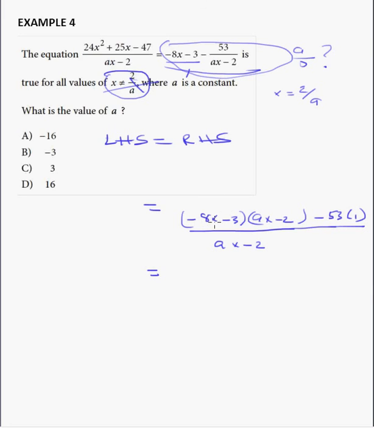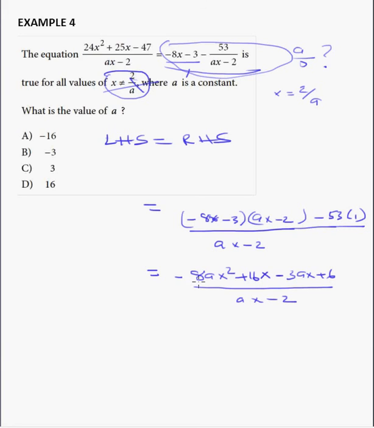So this becomes minus 8x, this is x right here, minus 8x times ax, that gives you negative 8ax squared, minus 8x times minus 2, that gave me plus 16x, and then I'll get minus 3ax plus 6, all divided by ax minus 2, right? So now let's see. What do I have here? I can continue to simplify this.